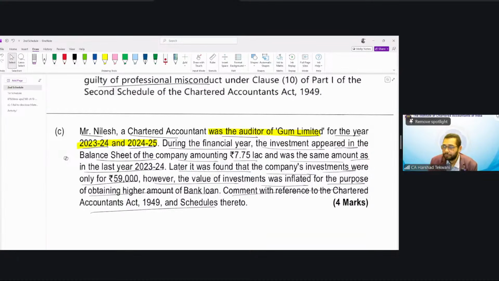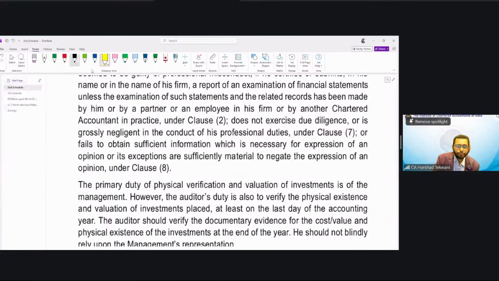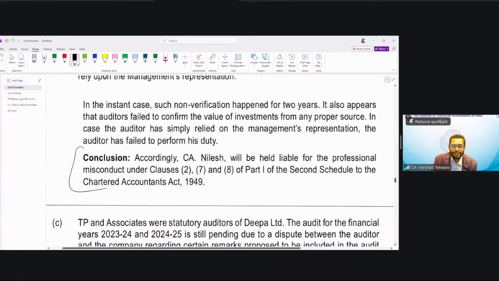Clear? So quickly we'll see the answer. That is clause 2, clause 8, clause 7, and guilty of professional misconduct. Conclusion. Any doubt?